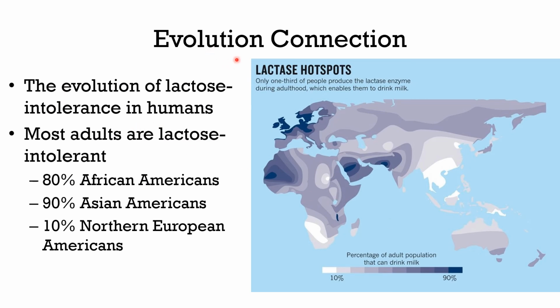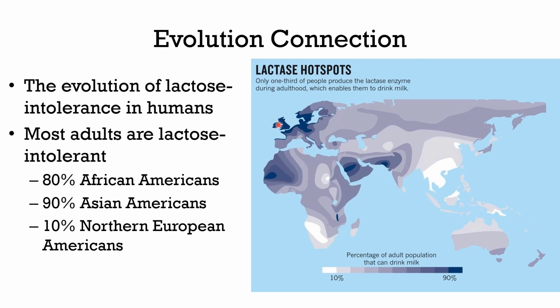Okay, now it turns out that there are hot spots where individuals that are lactose tolerant live. If you look at this map, if you are on the lighter side, so white and these pale blues, you're going to be in areas where most people are lactose intolerant, so they're not able to digest lactose. You can see other places where almost 100% of the individuals are lactose tolerant.